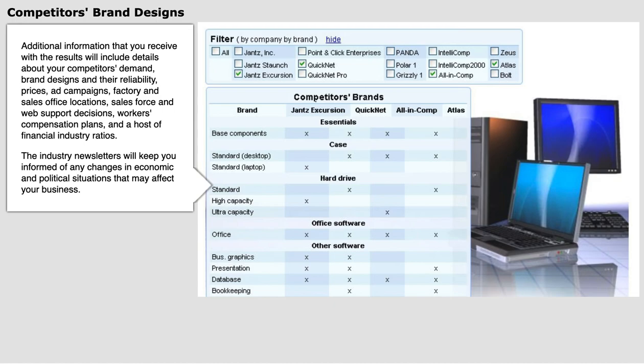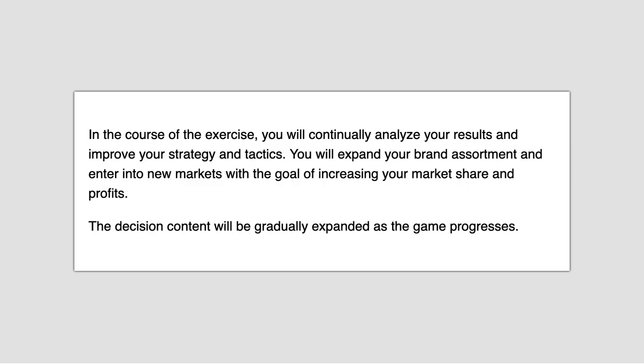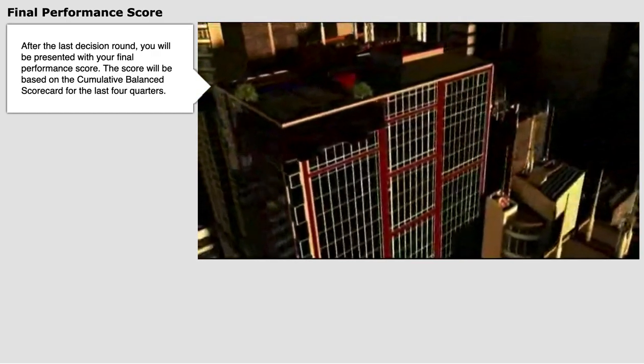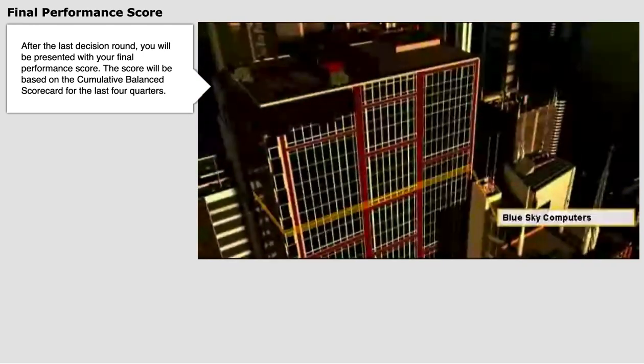The industry newsletters will keep you informed of any changes in economic and political situations that may affect your business. In the course of the exercise, you will continually analyze your results and improve your strategy and tactics. You will expand your brand assortment and enter into new markets with the goal of increasing your market share and profits. The decision content will be gradually expanded as the game progresses. After the last decision round, you will be presented with your final performance score. The score will be based on the cumulative balanced scorecard for the last 4 quarters.